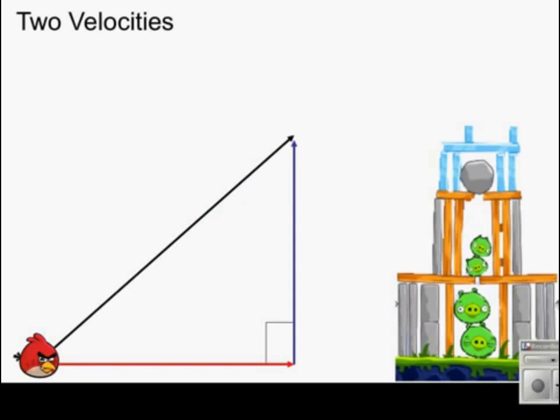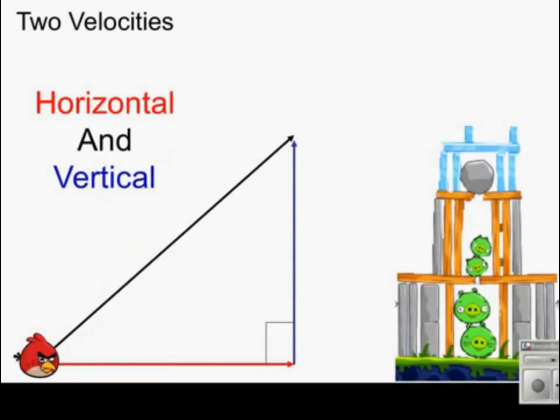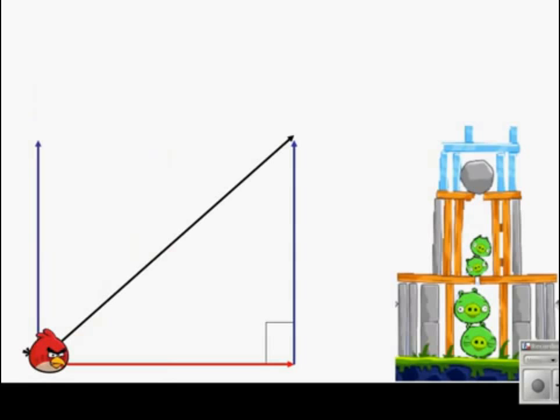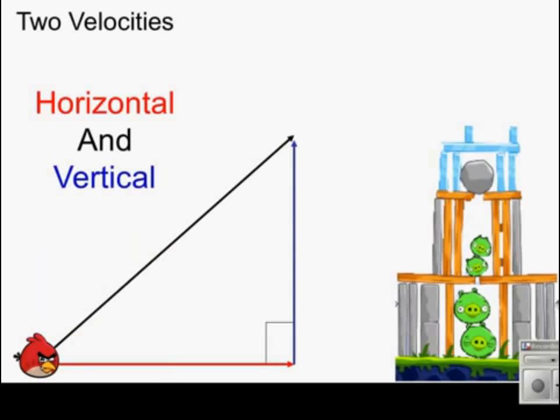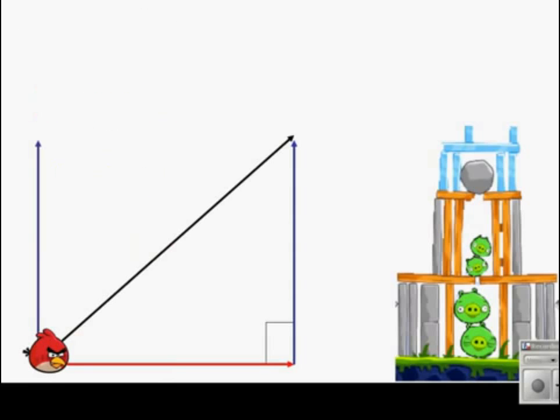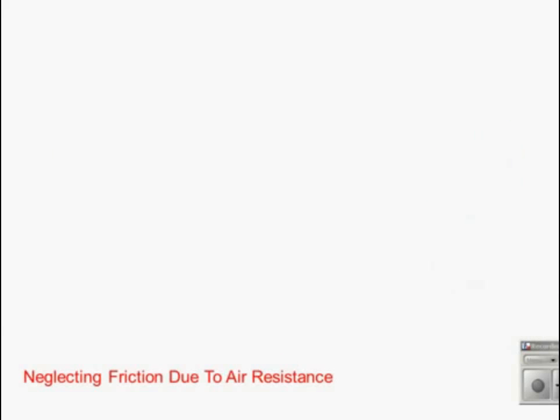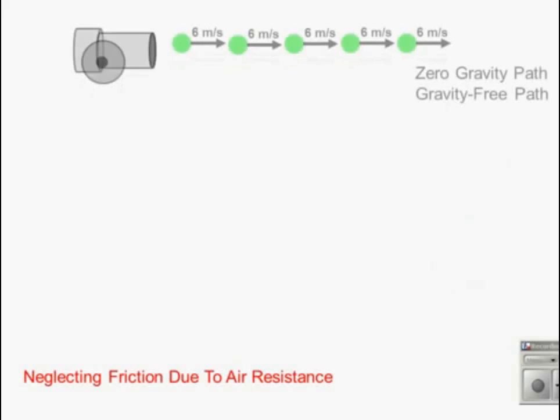What we're saying here is that it has 2 velocities at the same time. It has a velocity in the y direction and a velocity in the x direction. Notice that I can slide the blue arrow over to the left, and it's the same height. So what we're going to do here is combine these 2 velocities, a velocity in the x direction and a velocity in the y direction. Because we can't work with the resultant velocity, we have to separate them out into the x and y components. We also are going to neglect friction due to air resistance.